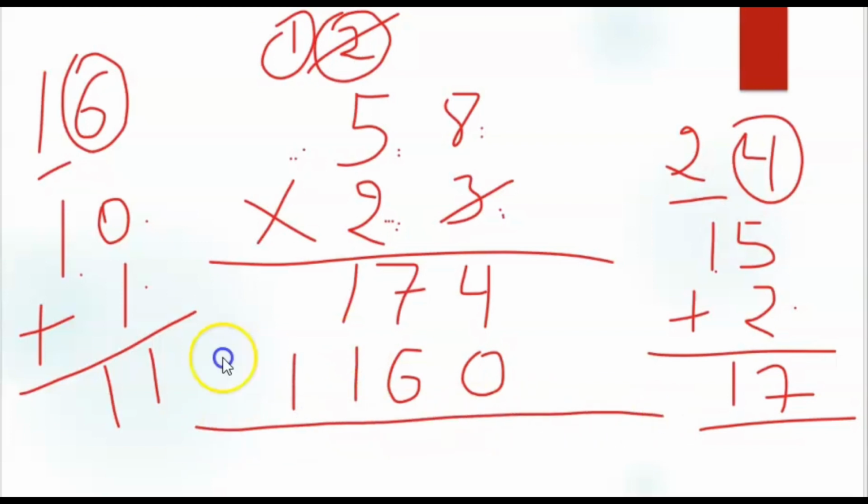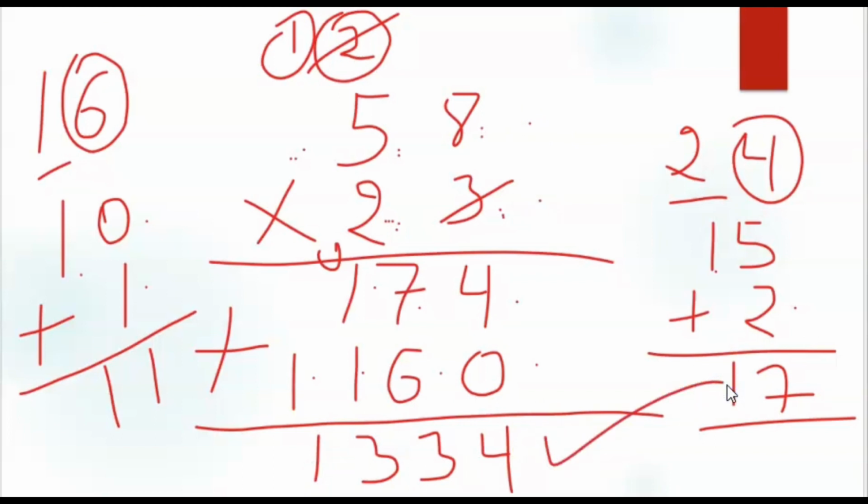That is it. And you're going to add these numbers. 4, 0, 4. 7 plus 6 is 13. You put 3 over here and 1 goes on the top. 1, 2 plus this 1, 3 and this 1. That is it. 58 times 23 equals 1334.